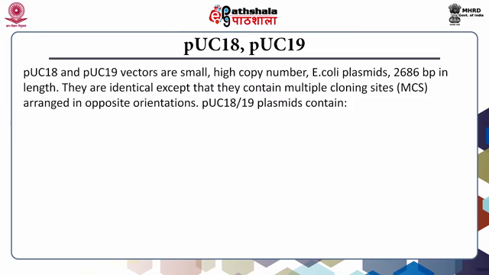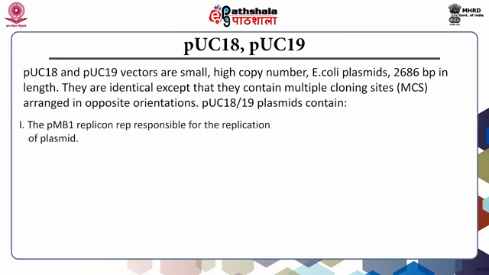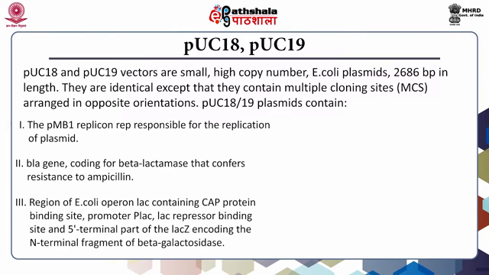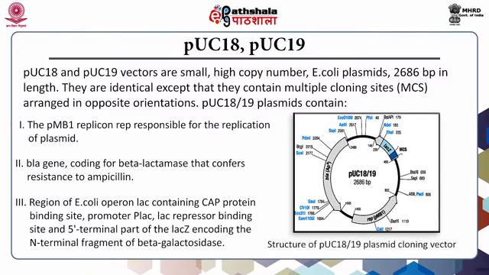pUC18 and 19 plasmids contain the following: the pMB1 replicon REP responsible for the replication of plasmid, the bla gene coding for beta lactamase that confers resistance to ampicillin, region of E. coli operon lac containing CAP protein binding site, promoter P lac, lac repressor binding site, and 5' terminal part of the lacZ encoding the N terminal fragment of beta galactosidase. The figure shows the structure of pUC18 and 19 plasmid cloning vector.